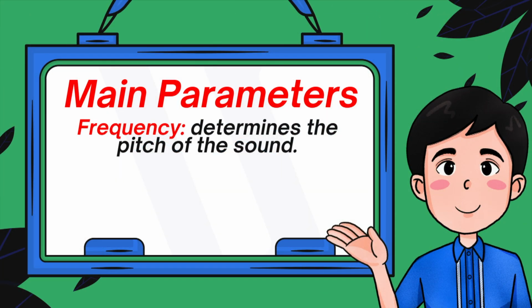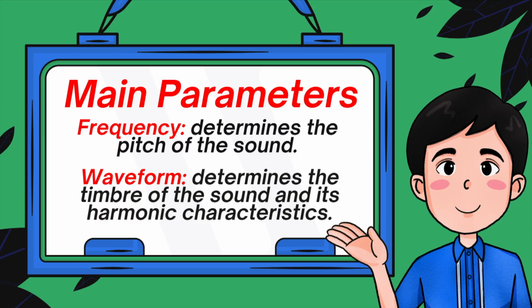Main parameters of a VCO. Frequency determines the pitch of the sound. Waveform determines the timbre of the sound and its harmonic characteristics.